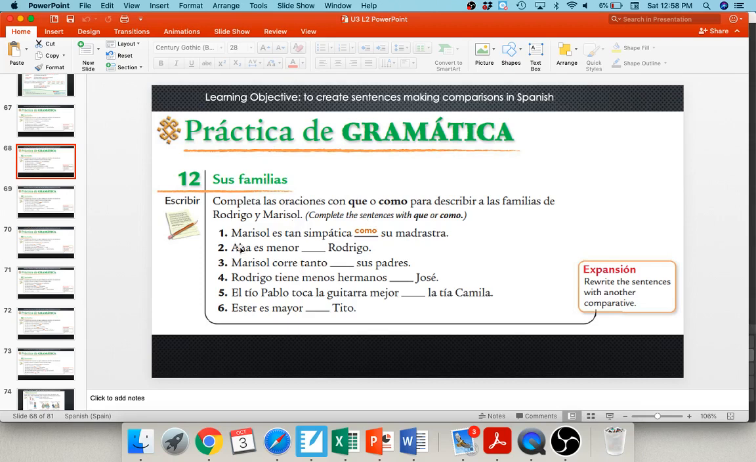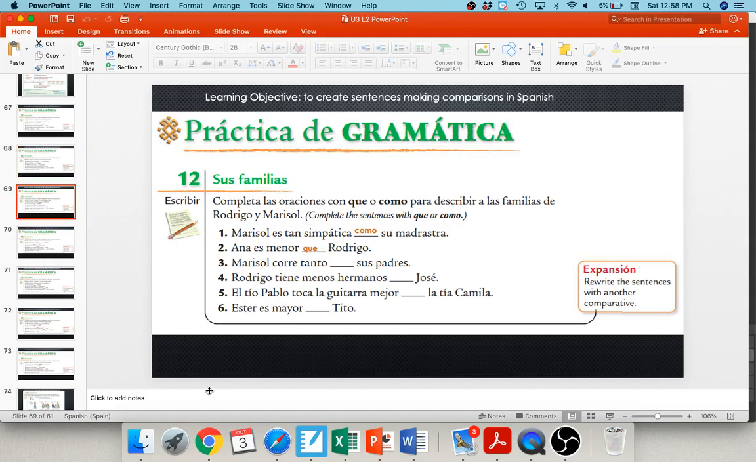So look here again, number two. Ana es menor blank Rodrigo. Ana is younger than Rodrigo, or Ana is younger like Rodrigo. It makes more sense here to say Ana is younger than, so we should use que for this one. Go ahead, pause your audio, and please give numbers 3, 4, 5, and 6 a quick try for me, please.